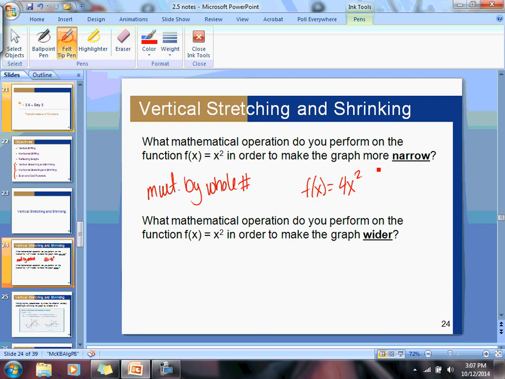And then conversely, what mathematical operation do you perform on the function f of x equals x squared in order to make the graph wider? And again, that visually makes the whole graph look wider because you're kind of pushing it down, you're compressing it, you're spreading it out a little bit to make it wider. And hopefully you've realized that you are either going to multiply by a fraction, or you could think of it as dividing by a whole number.